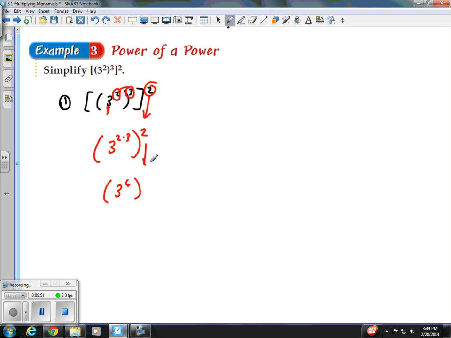And once again, that 2 has to drop down. I haven't used it yet. Once again, we have a power being raised to another power, so we multiply them. So it's going to be 3, and then 6 times 2 is 12. Now you can stop there with the answer, or you can go ahead and see what 3 to the 12th is. 3 to the 12th is 531,441. Both these answers are correct: 3 to the 12th, or if you expand it, 531,441.